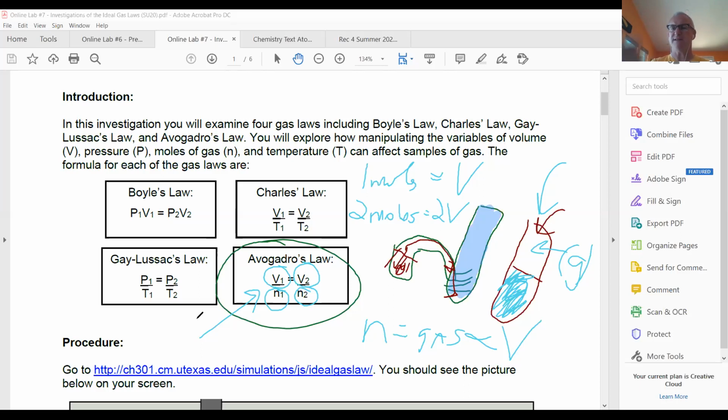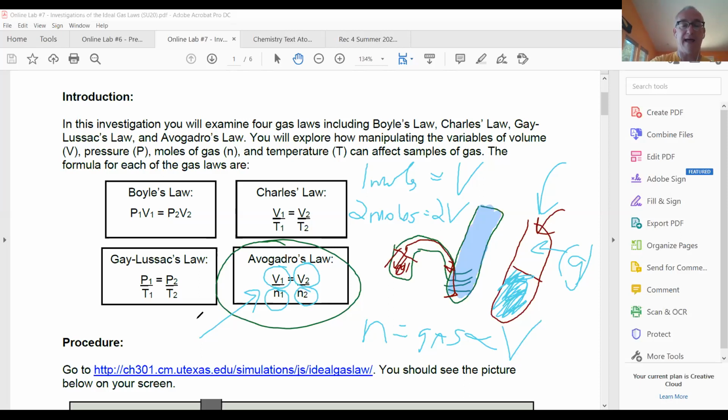So does that make sense, that there's a direct relationship between moles and volume? Do you see how that works? Yes, no, maybe? I mean, it seems fairly straightforward that there would be a direct relationship. You put twice as much gas in there, and it's going to push out twice as much water. It's going to displace twice as much. So the volume is going to be twice as much.